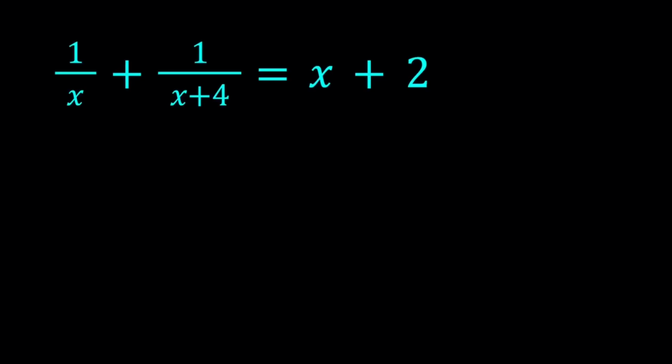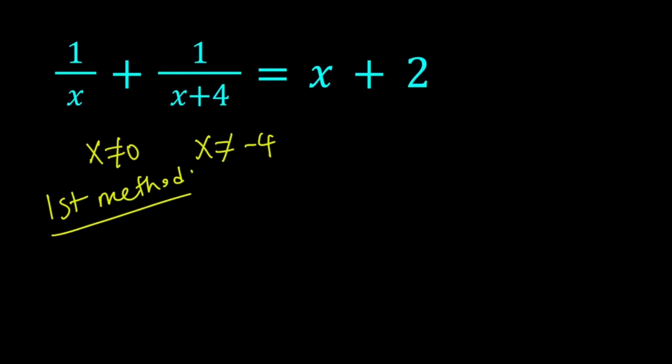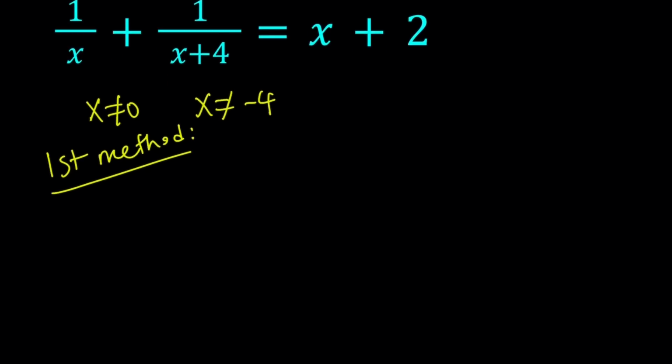One of the things you need to be careful about if you're solving rational equations, and of course that also goes for radicals, is to make sure the expression is not undefined. So we have to exclude x equals 0 and x equals negative 4. If we do that, we're going to be safe. Now, let's start with the first method, because the first method is a little more painful. Okay, we're going to take the pain first.